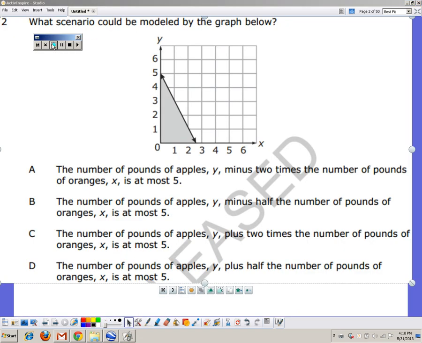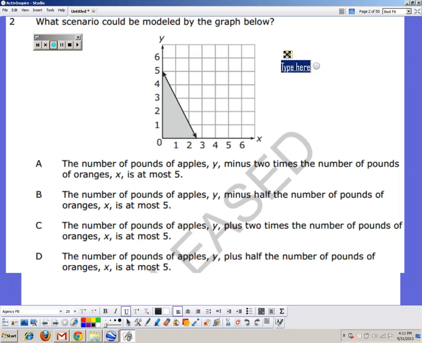For number 2, you have to pick the scenario that's modeled by this graph. If you look at the graph, it is a solid line. First, it is an inequality because you know it is shaded. It is shaded underneath. Therefore, you know it is a less than problem.